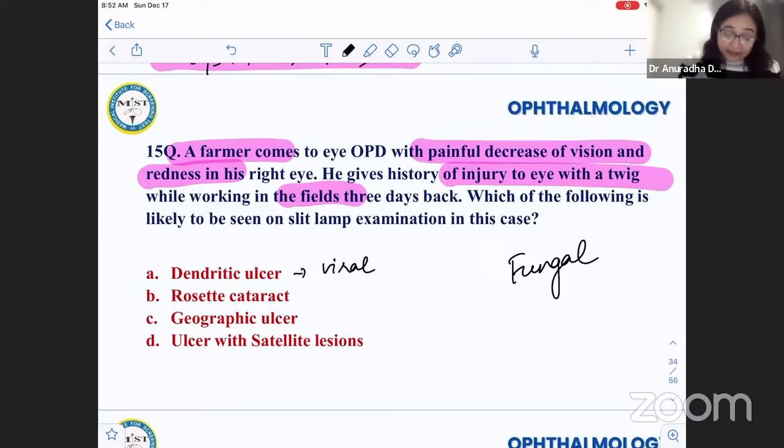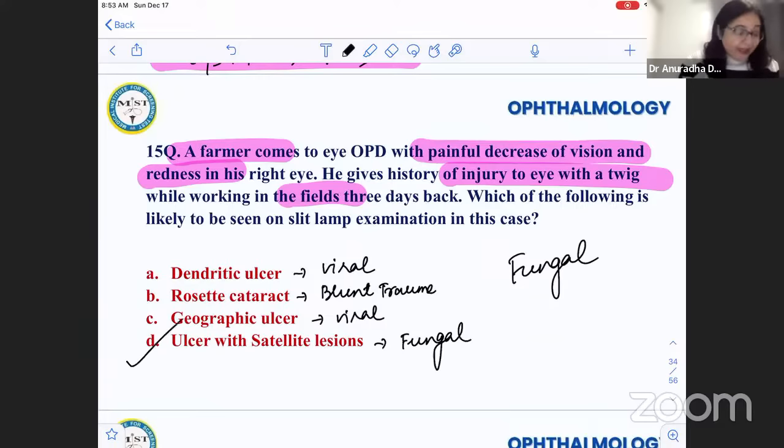Rosette cataract can be seen in blunt trauma, but that will not cause pain and redness. Okay, the rosette cataract. Geographic ulcer is again seen in viral. So ulcer with satellite lesion is the one which is a feature of fungal corneal ulcer. So that is my answer here, as all of you have told me.